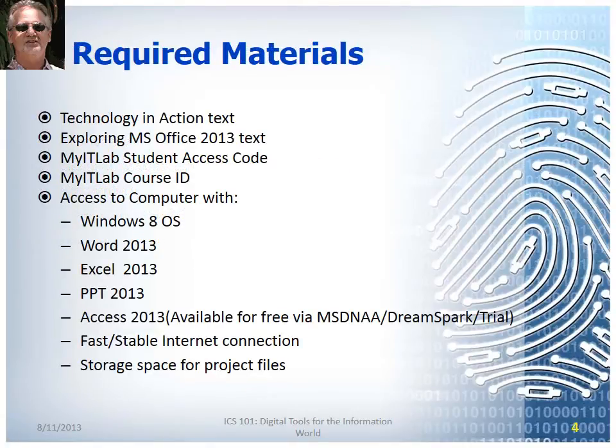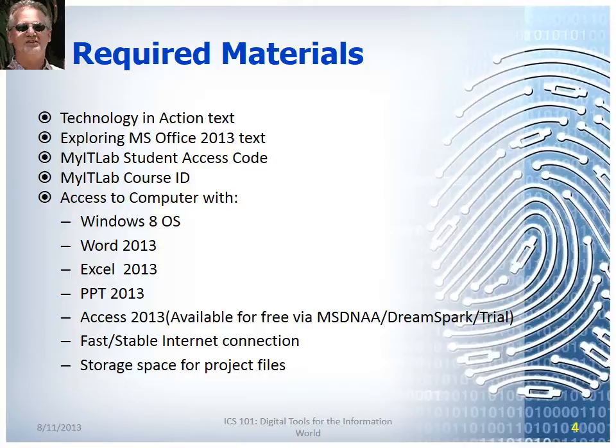Now, what do you need for this class? We use Technology in Action as our main issues and concept text. It's an excellent text. It has a lot of really good ancillary materials. I think you'll like it. You have a textbook that we use for studying Microsoft Office. In this case, Office 2013, called Exploring. In that also is a module for Windows 8 as well as Office 2013.